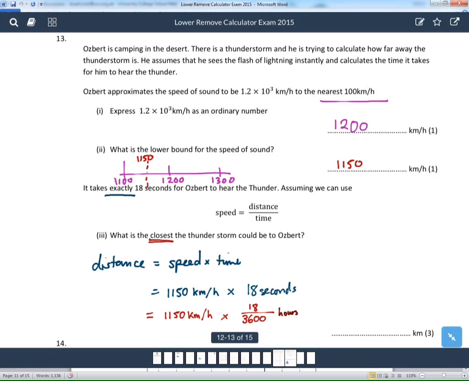So now we're going to do kilometers per hour times by the hours. Now this makes sense. If you do 18 divided by 3,600 in your calculator, you get 0.005. Doing 1150 times 0.005 gives you 5.75 kilometers. So the thunder was 5.75 kilometers away at its closest, the closest it could have possibly been.